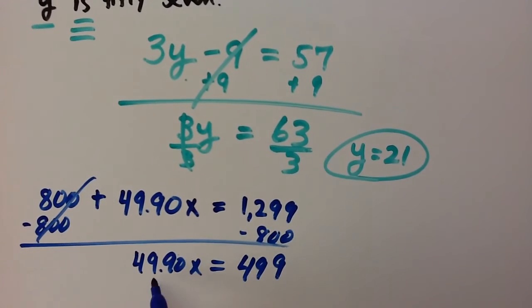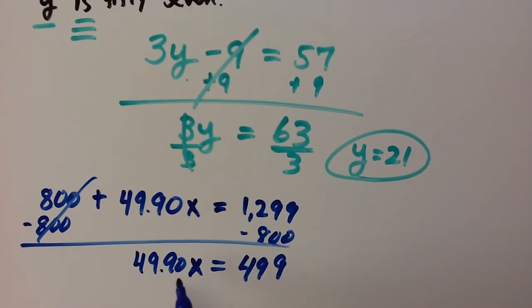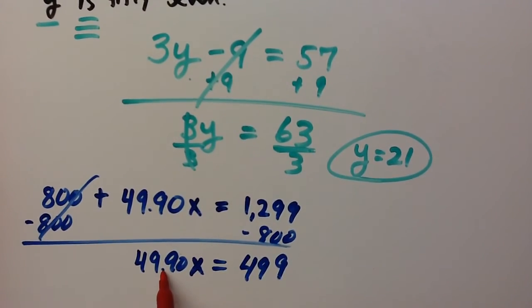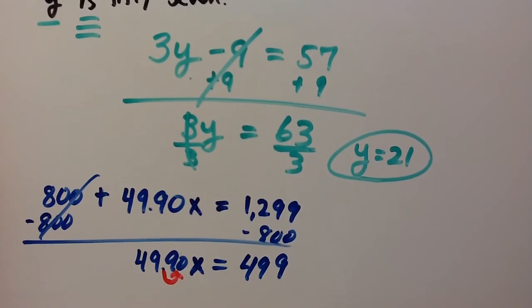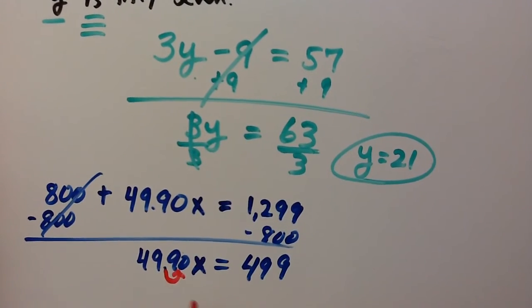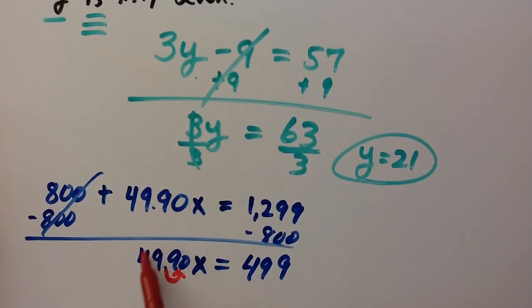Or I could say 49.90 times what number, because that's what this is, right? This is multiplication. 49.90 times some number equals 499. Well, look here. If the decimal is right here, and I would move the decimal one place to the right, wouldn't it now be 499.0, which is 499?